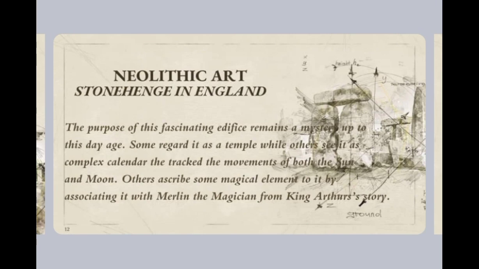Art: Stonehenge in England. The purpose of this fascinating edifice remains a mystery to this day. Some regard it as a temple, while others see it as a complex calendar that tracks the movements of both the sun and the moon. Others ascribe some magical element to it by associating it with Merlin the magician from King Arthur's story.